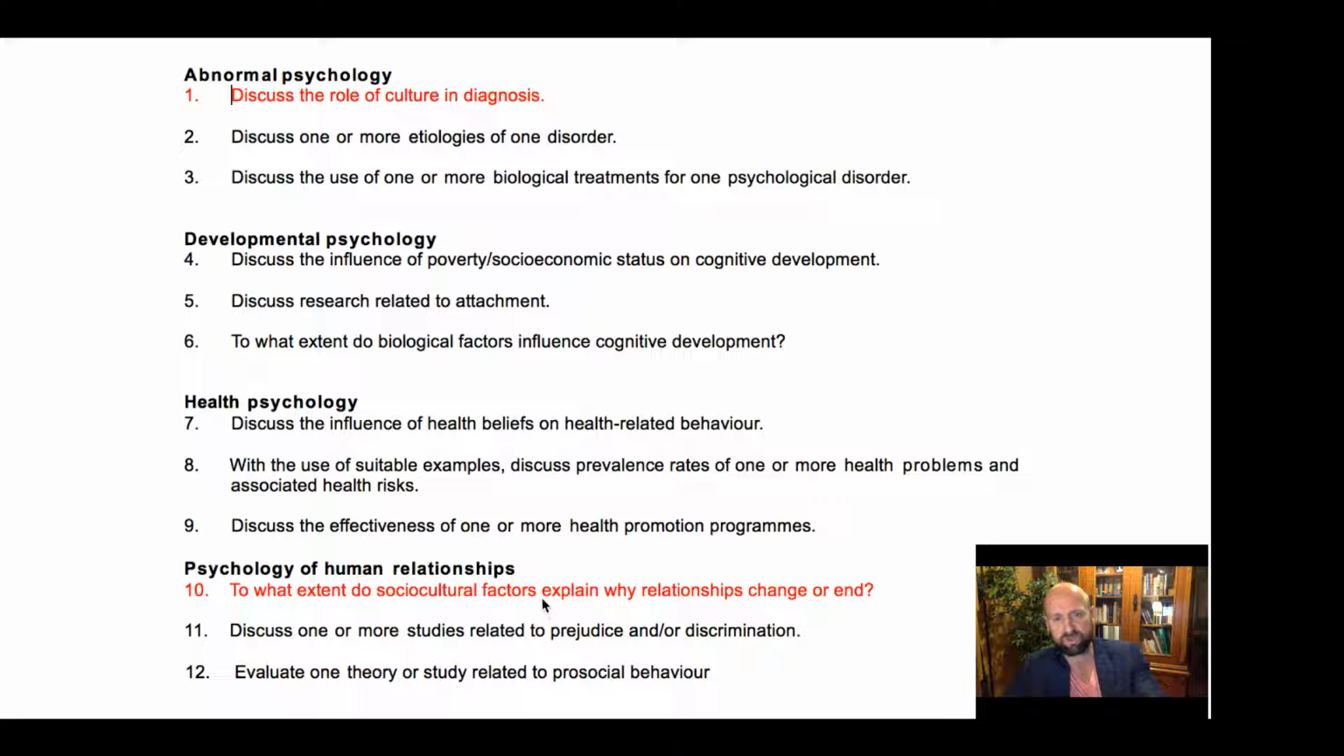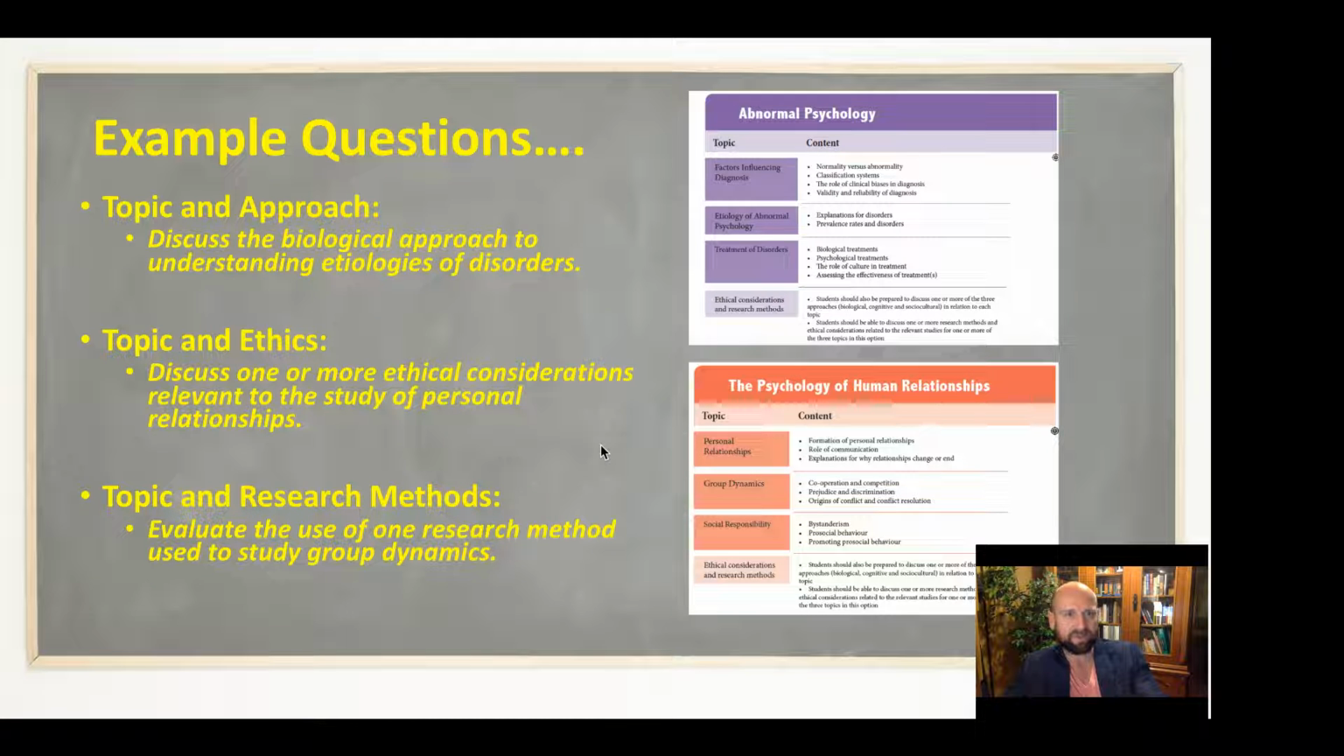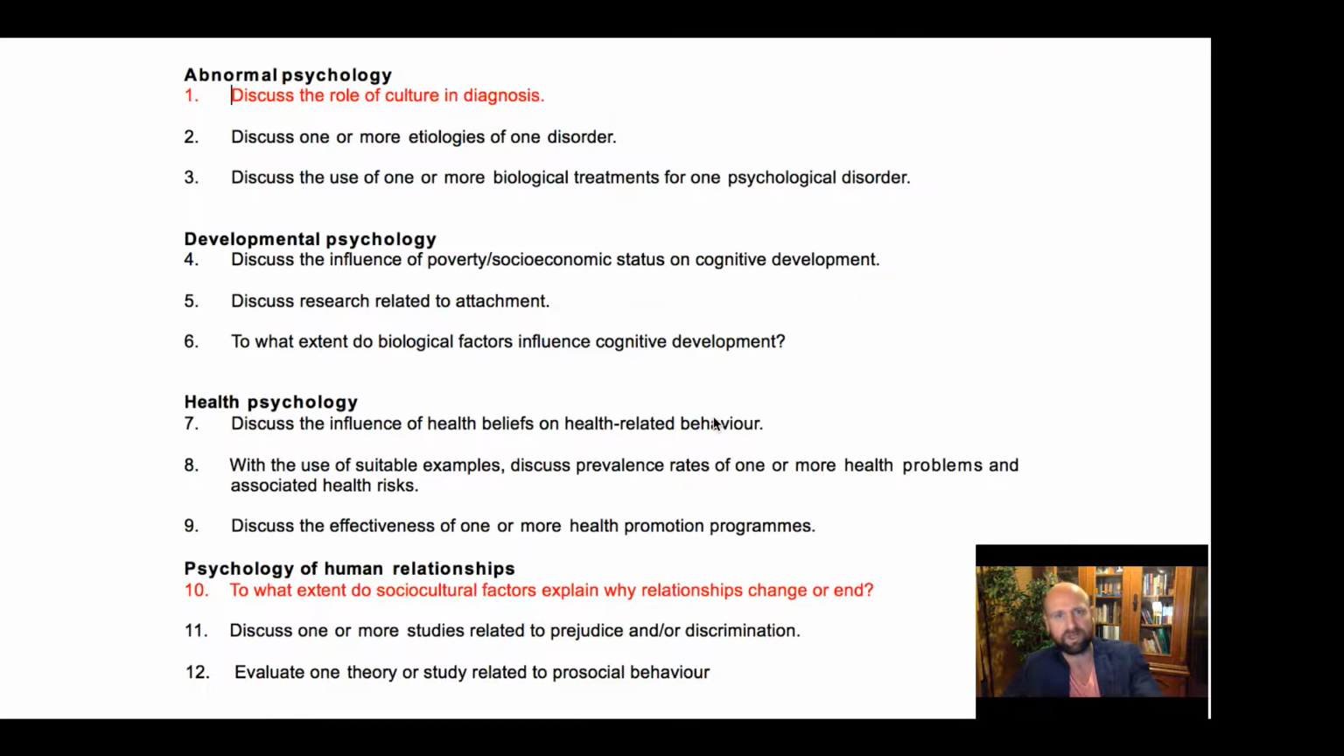To what extent do sociocultural factors explain why relationships change or end? Again, what they've done here in the specimen paper is they've asked an illegal question. I mean, they can do what they want, they're the IB, but it should not be in there. We can see here why relationships change or end. That is a content point, and they've linked an approach with a content point that should not be there. So if you're looking at the specimen paper, that might be a little bit confusing for you. So topics, approaches, ethics, methods linked to the topic.